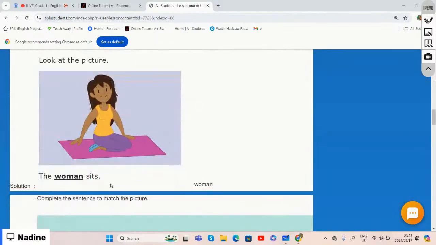All right, so yeah, it says a woman sits, but either way, we said it's a girl, but it's a woman. But either way, woman, girl, or lady, that is correct.